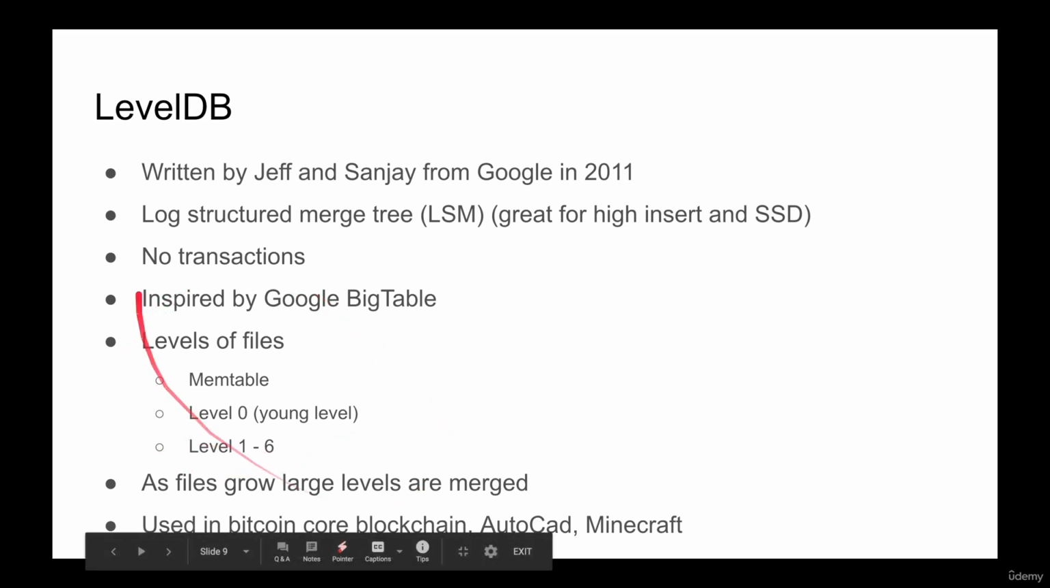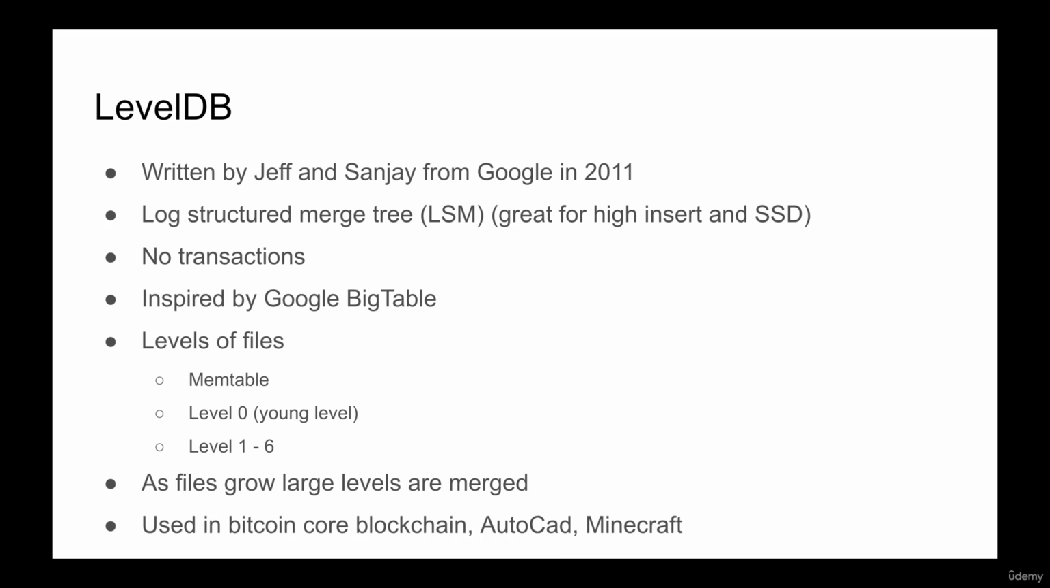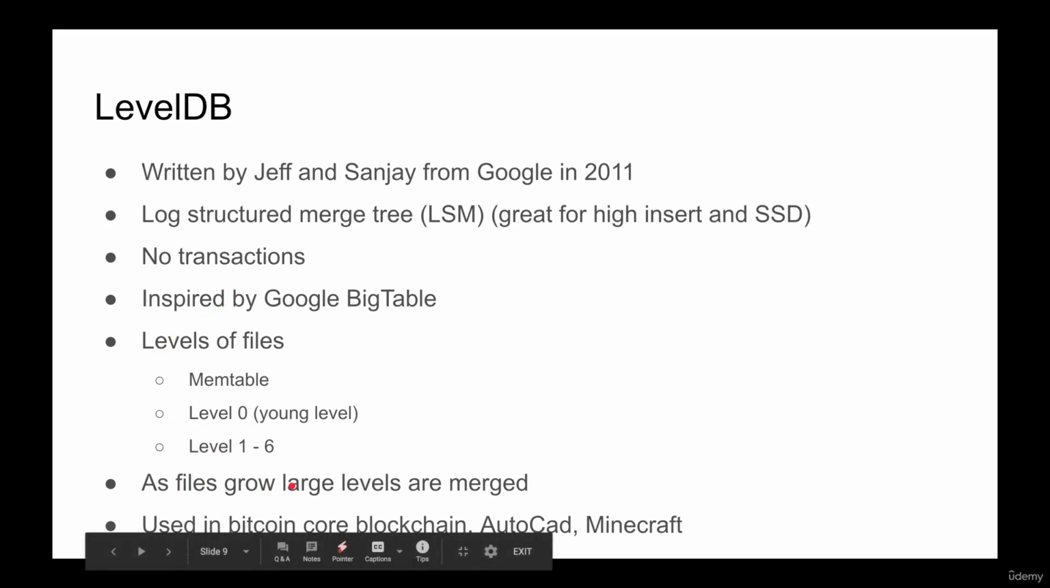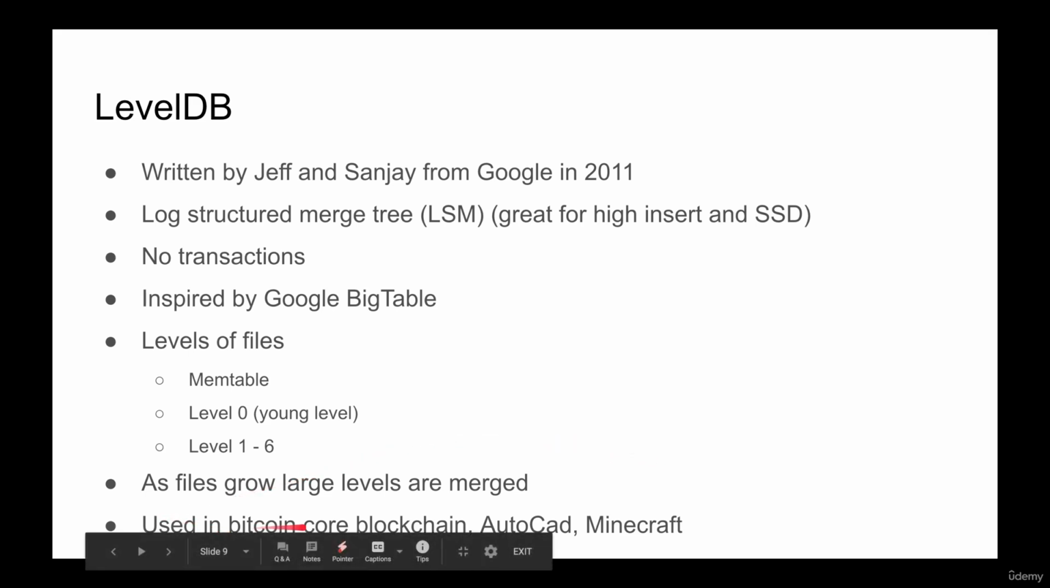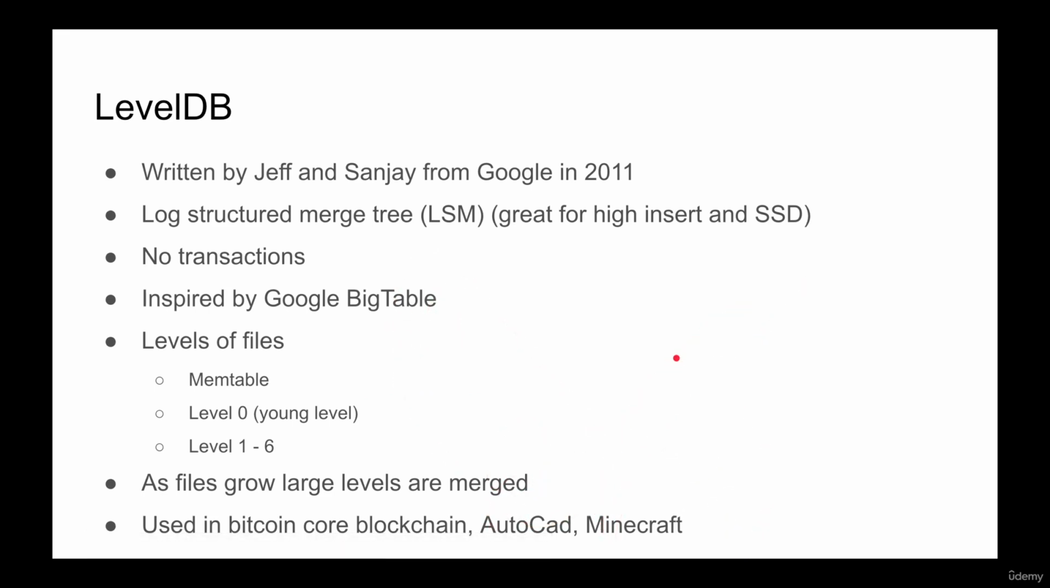And Facebook, when they looked at this, they did not like this too much. So they built their own database that we're going to talk about in a minute. As files grow larger, levels will be merged and flushed to disk. As we said, merge these two, flush it. It's used in Bitcoin Core. Bitcoin Core is actually using LevelDB. AutoCAD, some version of it, uses LevelDB internally. And Minecraft Pocket Edition, whatever it's called, also uses LevelDB.